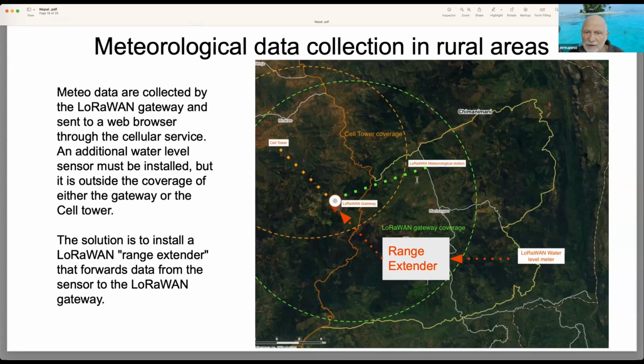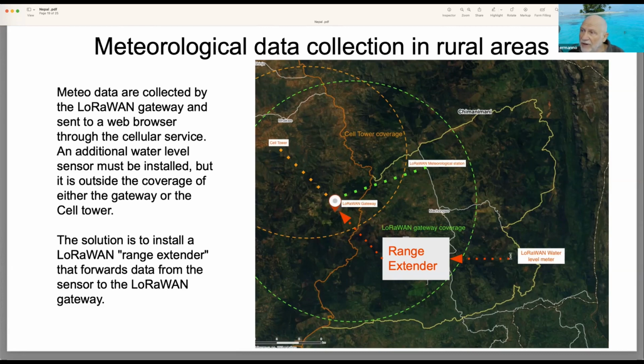But what happens if we want to have another sensor, in this case, an example of a LoRaWAN level meter sensor, and this sensor is outside the range of the LoRaWAN gateway? This is the range of the LoRaWAN gateway. I digress because normally the range is not a circle, it's just an idea, because it depends very much on the kind of terrain that is between the gateway and a given node. But suppose that in this case, this node is outside the range of the LoRaWAN gateway.